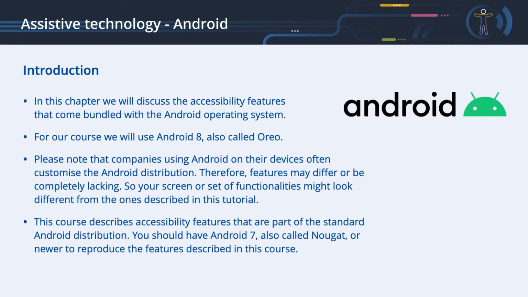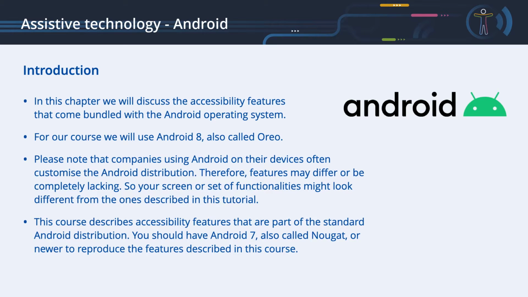For our course, we will use Android 8, also called Oreo. Please note that companies using Android on their devices often customize the Android distribution. Therefore, features may differ or be completely lacking. So your screen or set of functionalities might look different from the ones described in this tutorial.